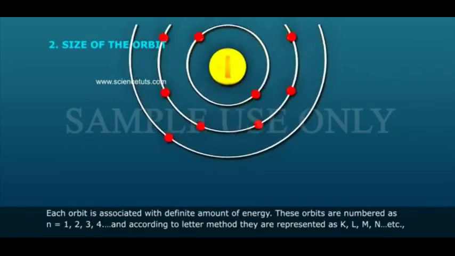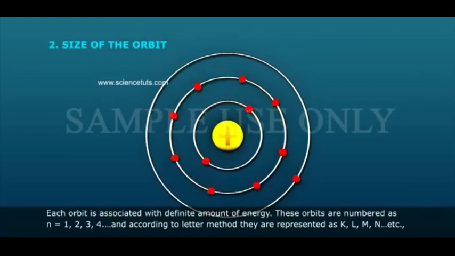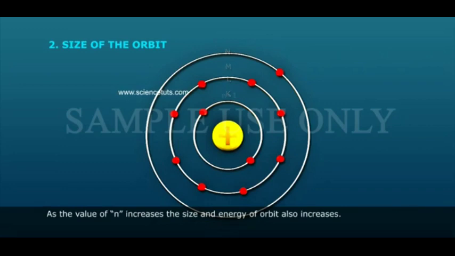2. Size of orbit. Each orbit is associated with a definite amount of energy. These orbits are numbered as n equals 1, 2, 3, 4, etc., and according to the letter method, they are represented as K, L, M, N, etc. As the value of n increases, the size and energy of the orbit also increase.